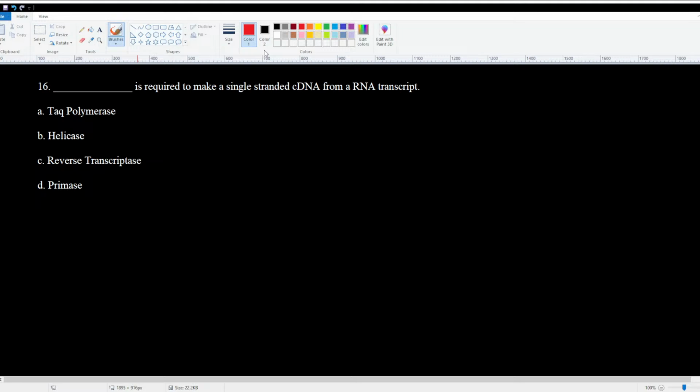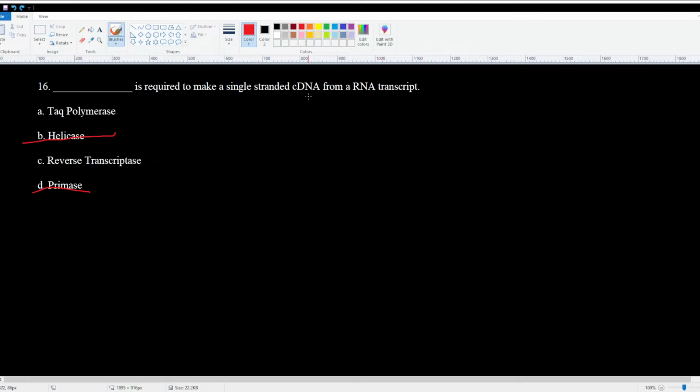Okay, so a good portion of you don't remember DNA replication, and that's totally fine because I don't think we really went into it in a whole lot of detail. Helicase and primase are two enzymes that we worry about in DNA replication. Well, here we're not worrying about DNA replication. We're talking about making a single-stranded cDNA from an RNA transcript, right? So how do we normally get an RNA transcript? We make it from DNA.